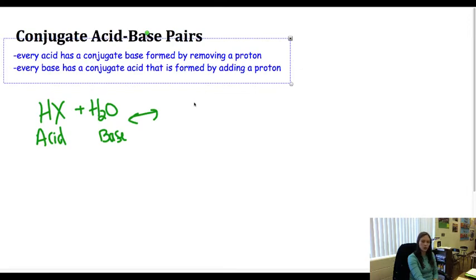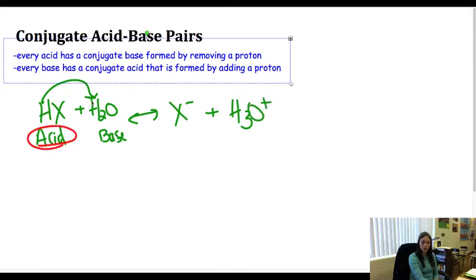Have my equilibrium. All right, since HX is the acid, I'm going to donate my proton, or donate the H plus. So this H is going to go over here. I'm going to end up with X minus, the leftover, plus H3O plus. My acid here in red lost its proton, okay, to the base. The base gained the proton, and now I have an extra one. Well, if we go the other direction, okay, the H3O plus lost its H to the X minus, and I made HX. So in this case, this is the acid, and this is the base.